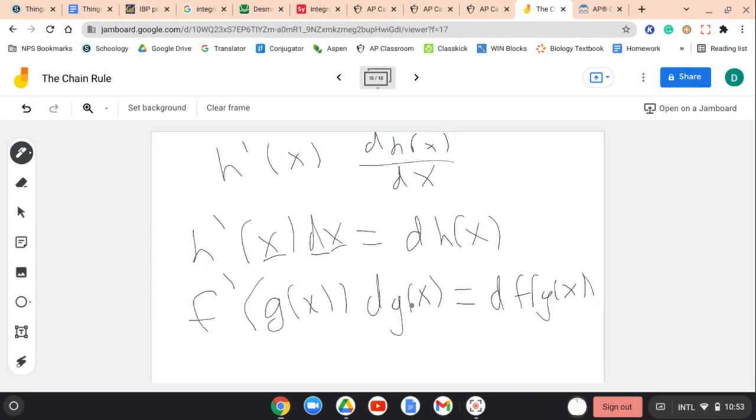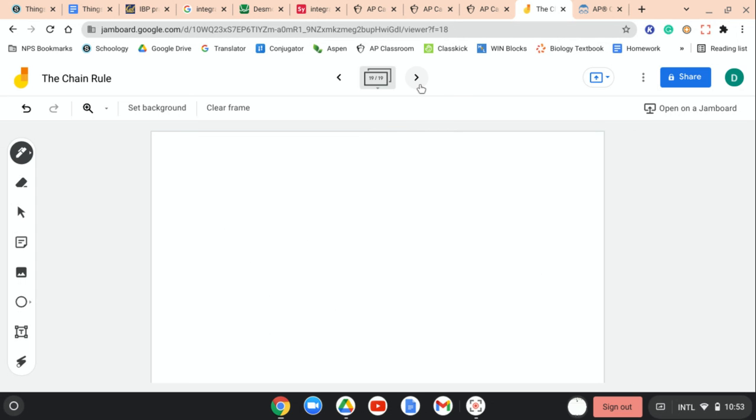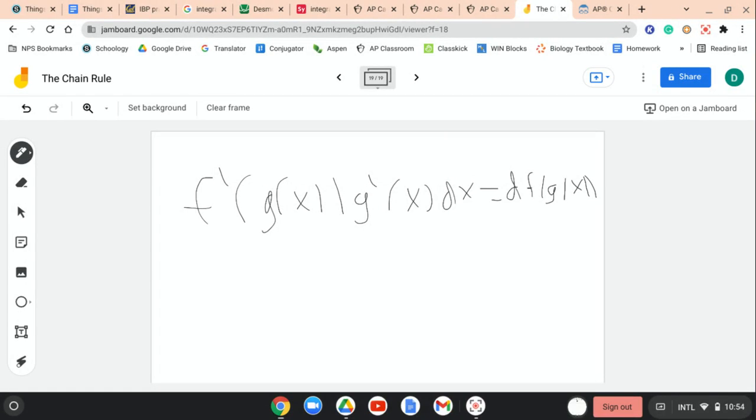So we can rewrite dg of x, which is the tiny change in g with respect to x, using this equation right here, and I'm going to go to another page, by saying that this whole thing is now equal to f prime of g of x times g prime of x times dx equals the tiny change to the output, which is f of g of x. All right, now I'm going to divide both sides by dx. So this is going to go away, and this is going to become dx.